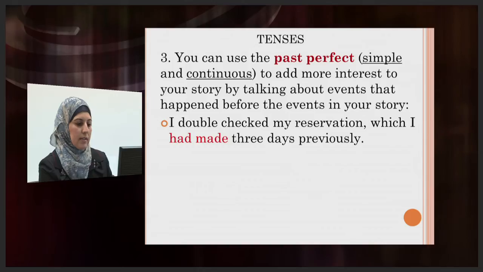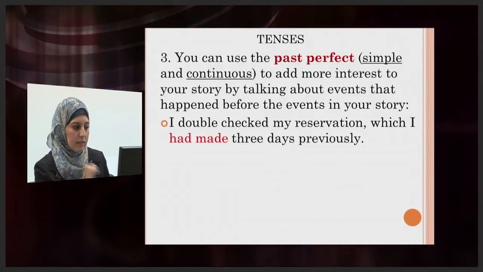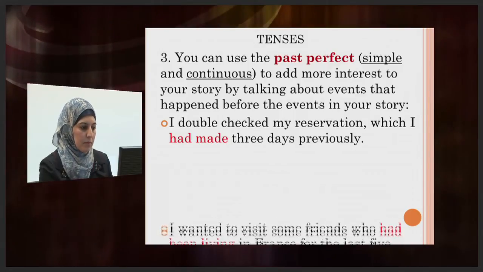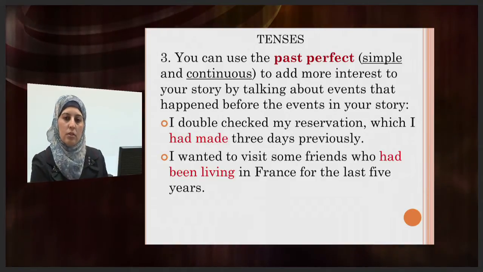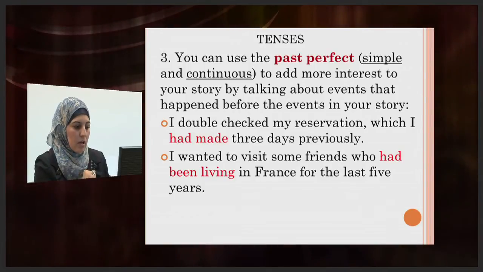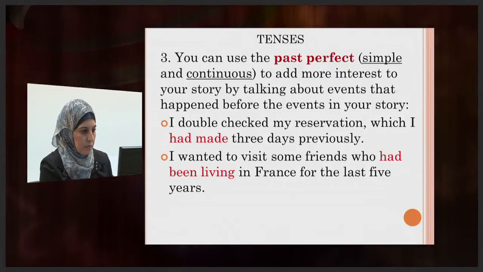You may also use past perfect, either simple or continuous, to add more interest to your story by talking about events that happened before the events in your story. Check this example. I double-checked my reservation, which I had made 3 days previously. This is simple past perfect. Another example. I wanted to visit some friends who had been living in France for the last 5 years. So we have here continuous past perfect.